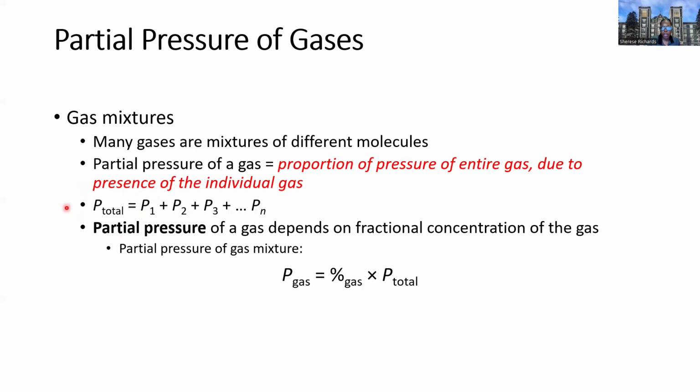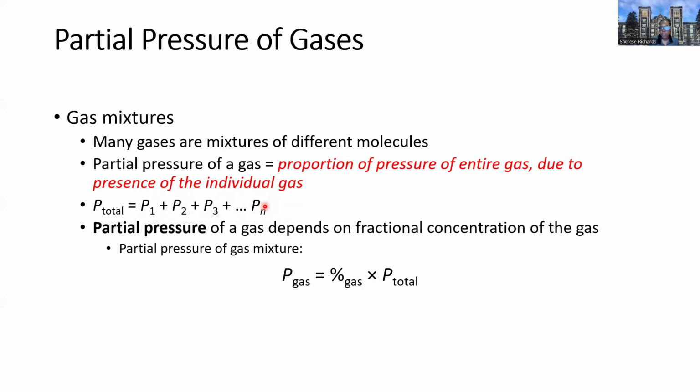So the overall pressure of a gas is equal to the partial pressure of gas one, plus partial pressure of gas two, gas three, etc., all the way up to X or N being the total number of gases within that air.